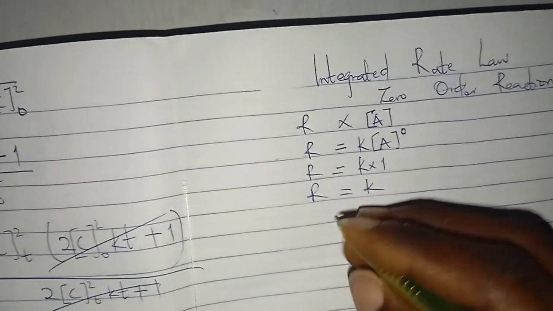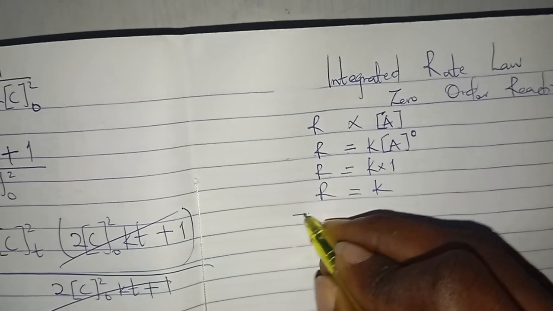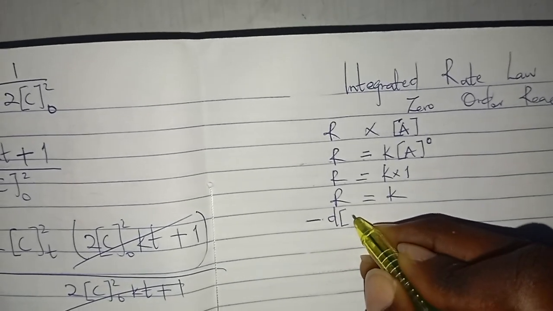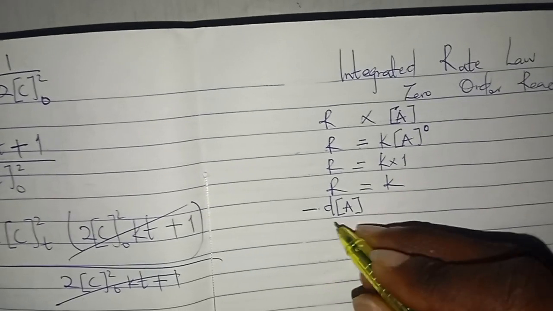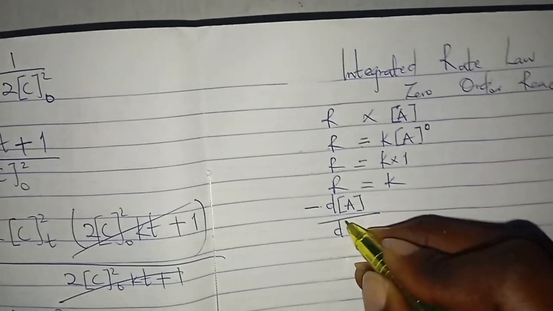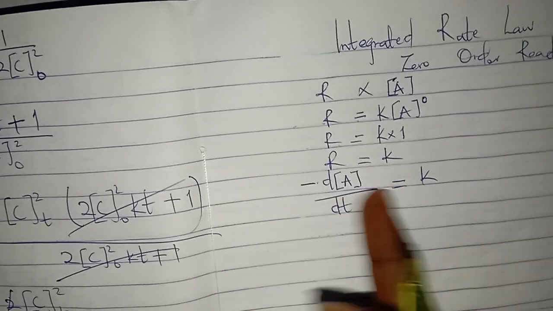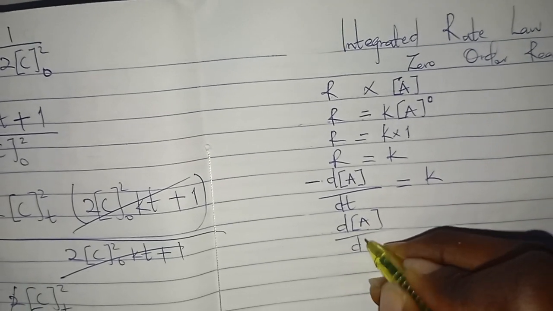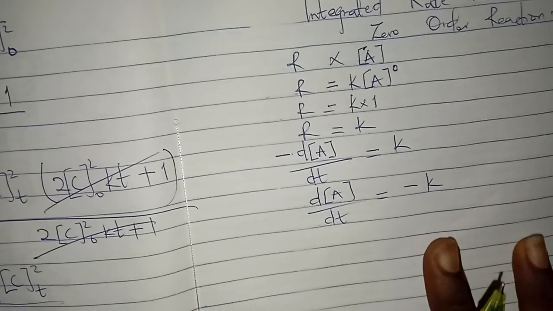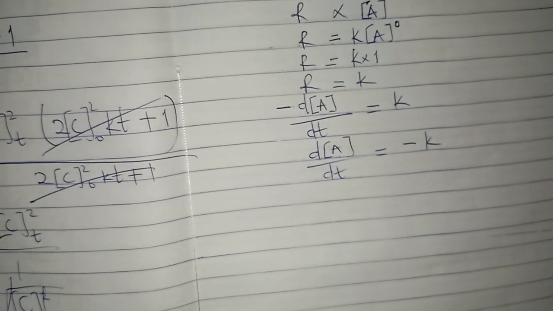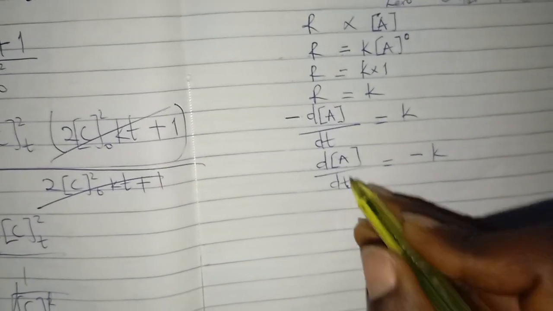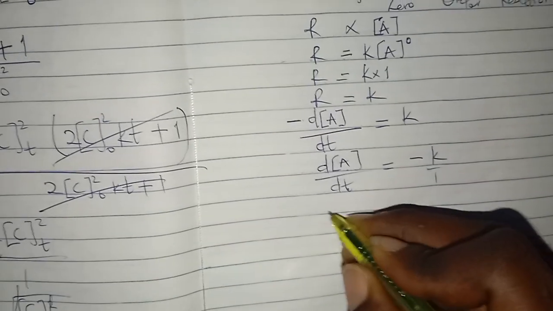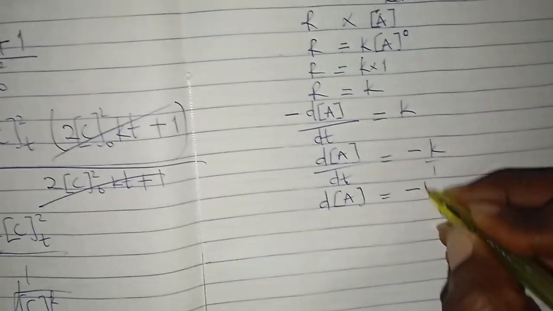So if we want to integrate this now, we need to remember that rate of reaction is also given by the disappearance or the change in concentration. Here, we are using A. The disappearance of concentration A over time is equal to K. So trying to make this the subject of the formula, let the negative sign move to the other side, so it becomes minus K. Then I can cross multiply. So change in concentration A is equal to minus K change in T.